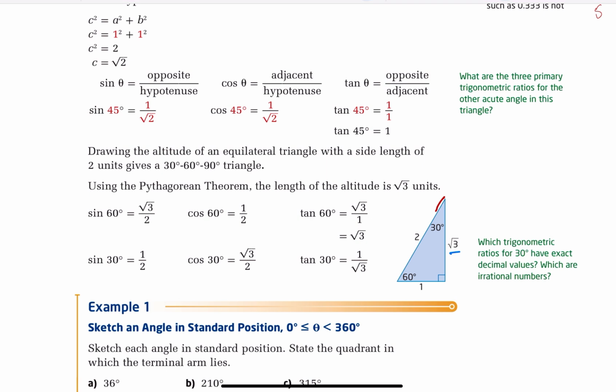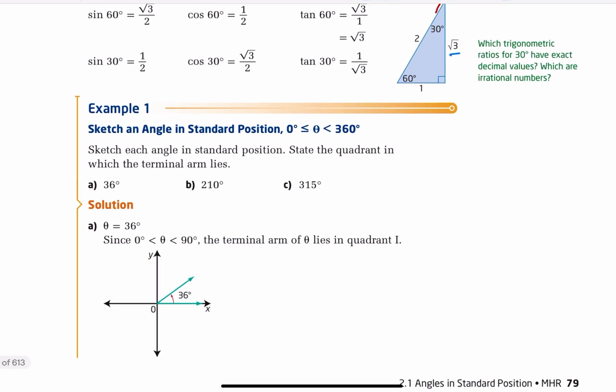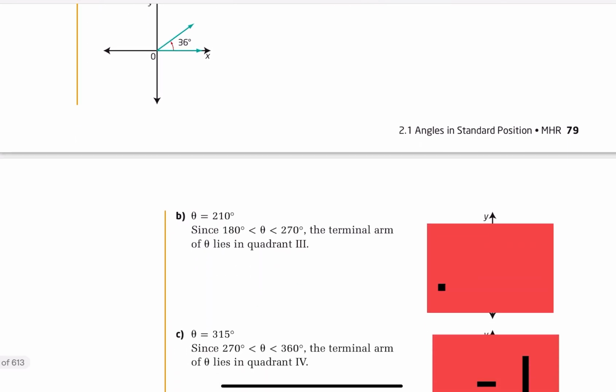My advice from my side is to always remember these numbers. The sine of 60° is the square root of 3 over 2. The cos of 60° is a half, and you just switch them for the 30°, because you need that a lot in the unit circle. This is just a simple example, which is asking you to draw 36°, 210°, 315°. I'm not going to go over that because it's so easy.